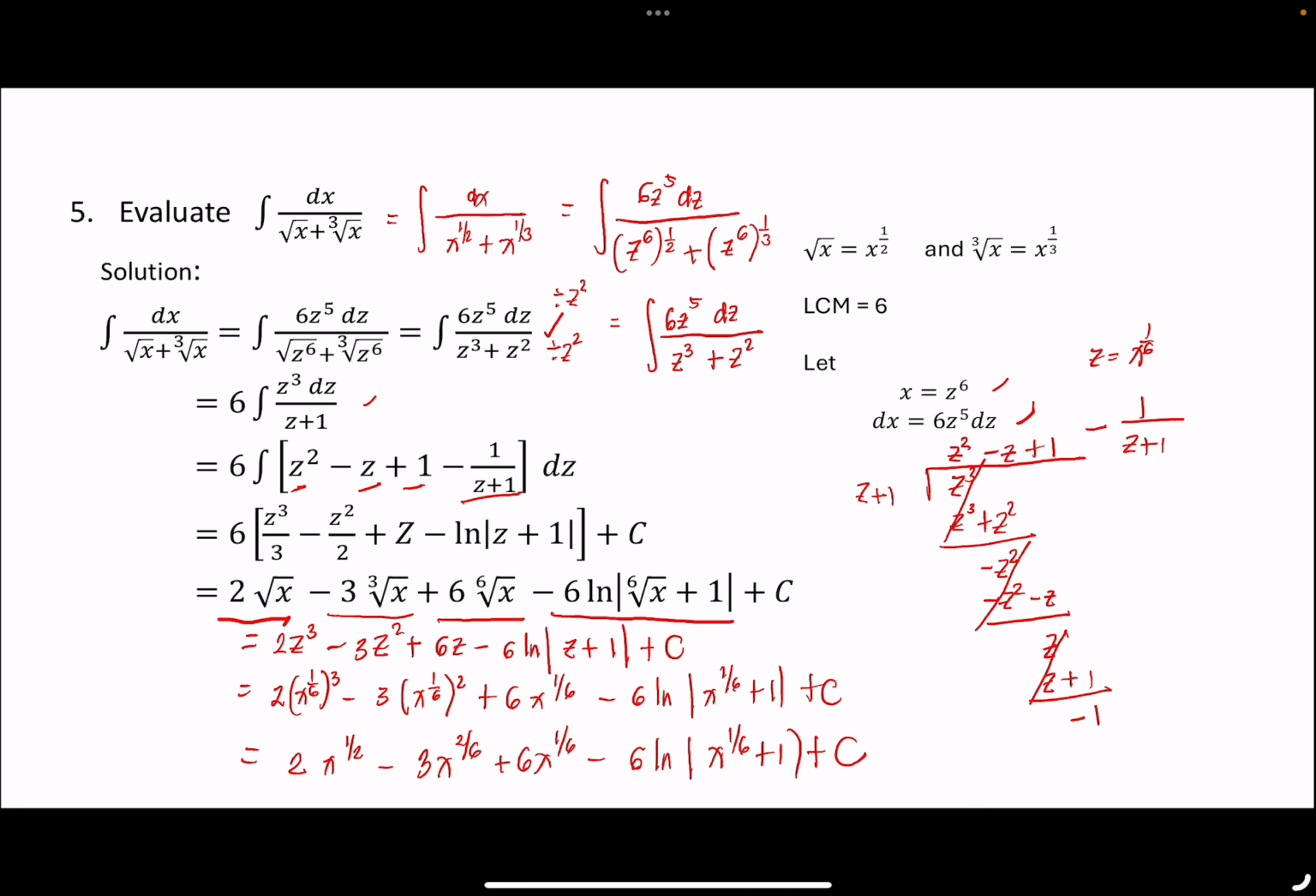That's all for our example for algebraic substitution. We can now stop the video and watch the upcoming videos about algebraic substitution.